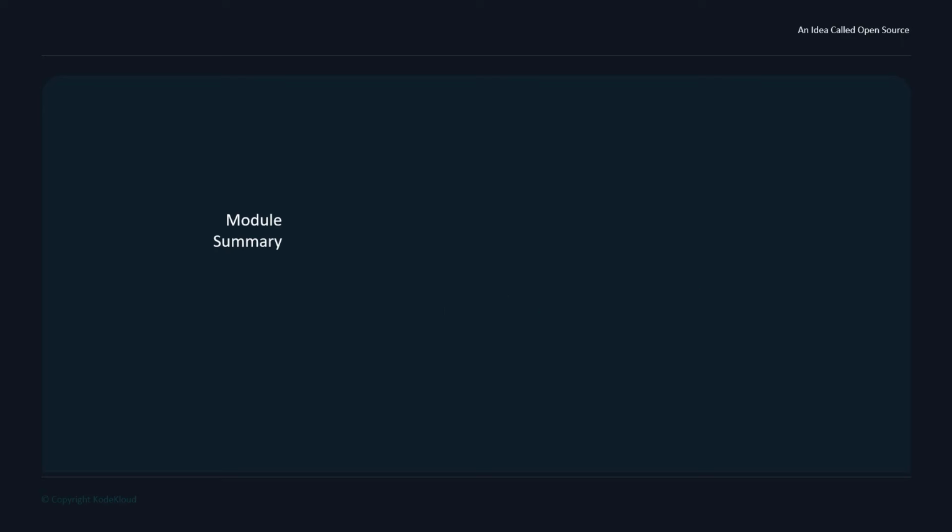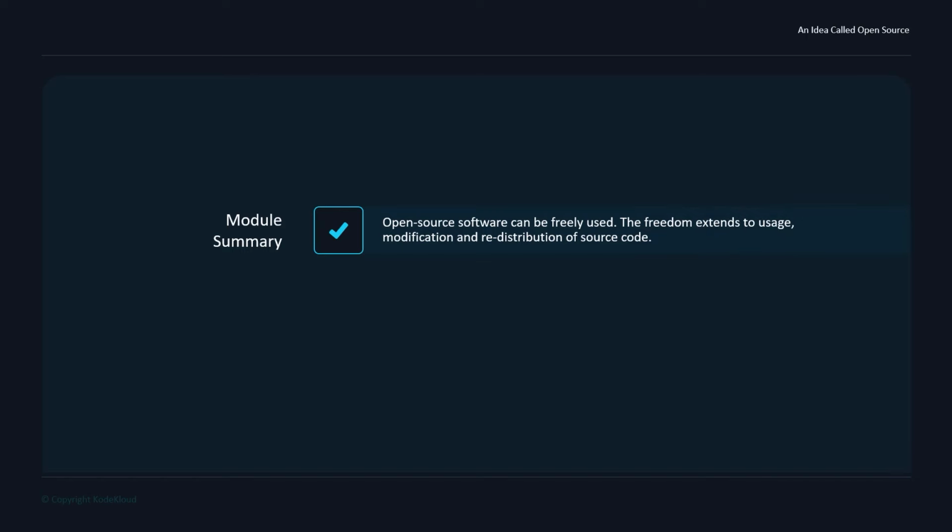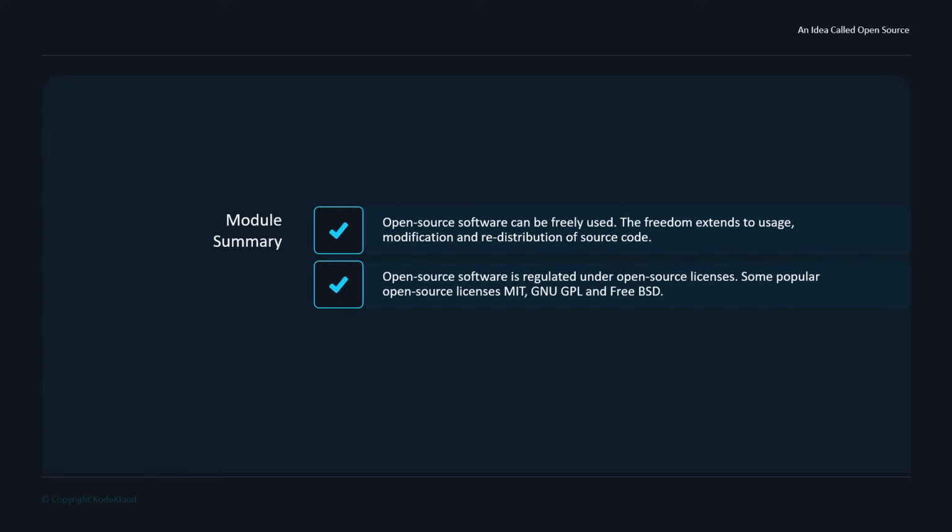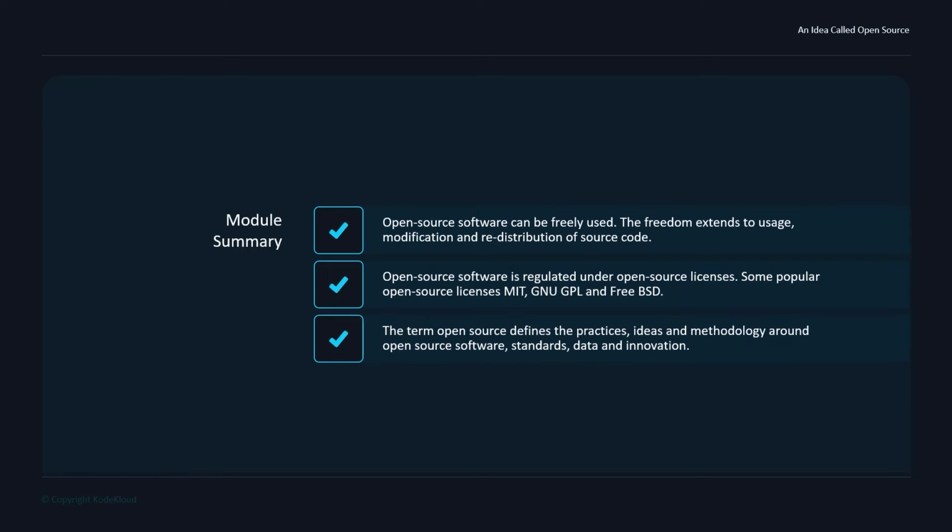To summarize, open source software can be freely used. The freedom extends to usage, modification, and redistribution of the source code. Open source software is regulated under open source licenses. Some of the popular ones are MIT, GNU-GPL, and FreeBSD. The term open source defines the practices, ideas, and methodology around open source software, standards, data, and innovation. Linux, Mozilla, Java, and Android are some popular examples of open source in action.